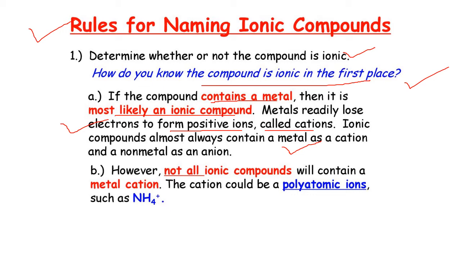Why? Because metals have the ability to lose electrons to form positive ions called cations, and an ionic compound always contains a metal. So if there is a metal, that is an ionic compound, with the metal as a cation and a non-metal as an anion. And second case, however, not all ionic compounds will contain a metal cation. The cation could be a polyatomic ion such as NH4 plus. So the cation can be polyatomic, where more than one atom is present. So this is another case.